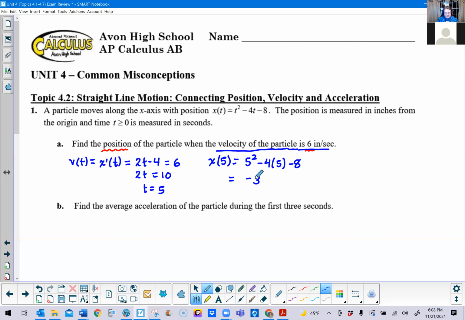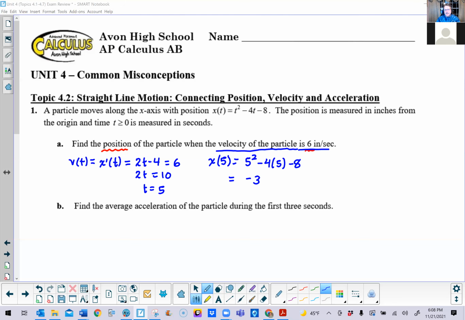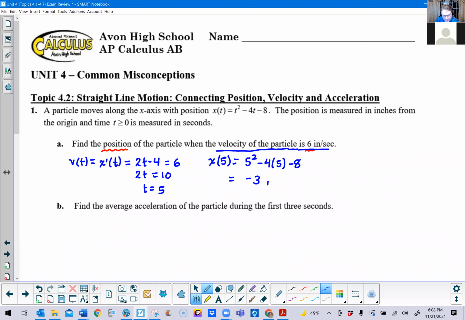Notice I'm not stating that you have to explain the meaning of this, but I suppose if we did, the position is measured in inches from the origin. I would suppose that -3 would likely be 3 inches to the left of the origin, but we didn't really talk a lot about the relative positioning to the origin, and I don't think you're going to have to worry about that. But that's probably what we would say here, 3 inches to the left of the origin.